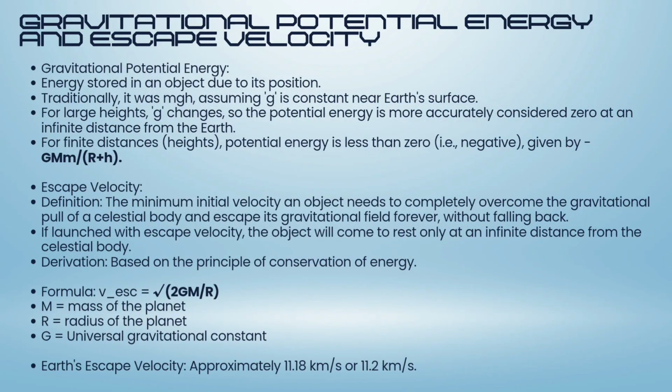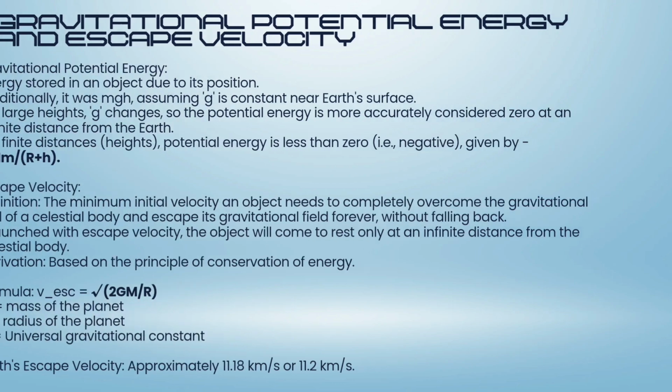Gravitational potential energy is stored due to height. Near Earth's surface, it's mgh, but for large heights, we use negative GMm by r plus h. Escape velocity is the minimum speed needed to overcome gravity completely. For Earth, it's about 11.2 kilometers per second.